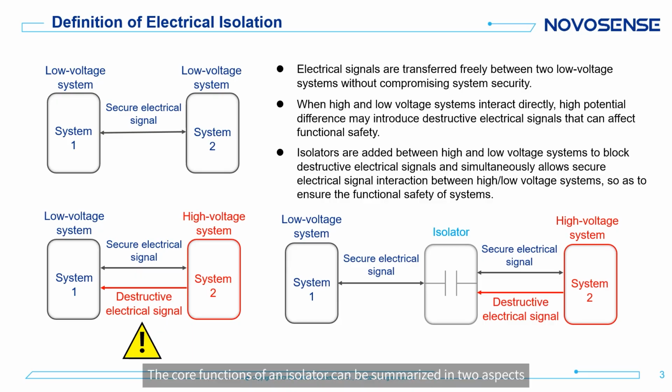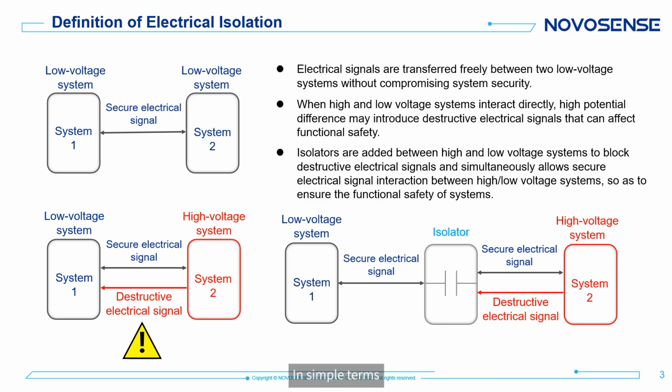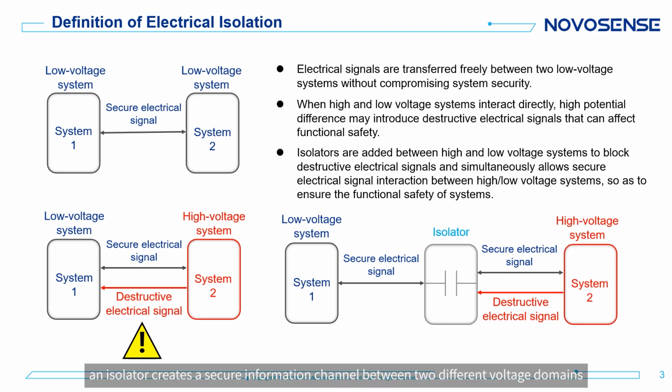The core functions of an isolator can be summarized in 2 aspects. First, it blocks hazardous high-voltage energy and destructive electrical signals. Second, it enables the safe transmission of control and communication signals. In simple terms, an isolator creates a secure information channel between 2 different voltage domains. This has become a fundamental building block of modern high-voltage electronic systems.